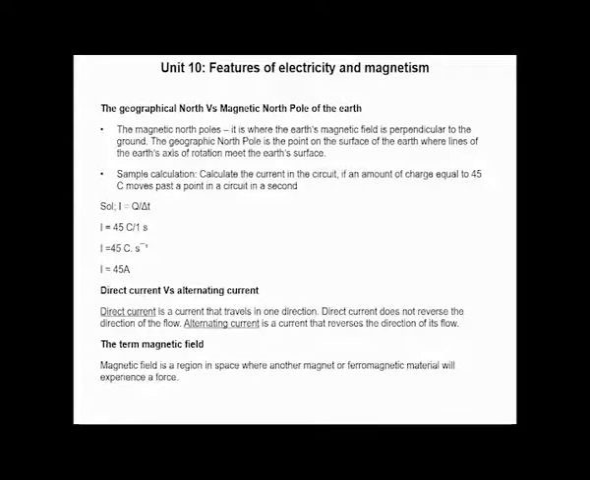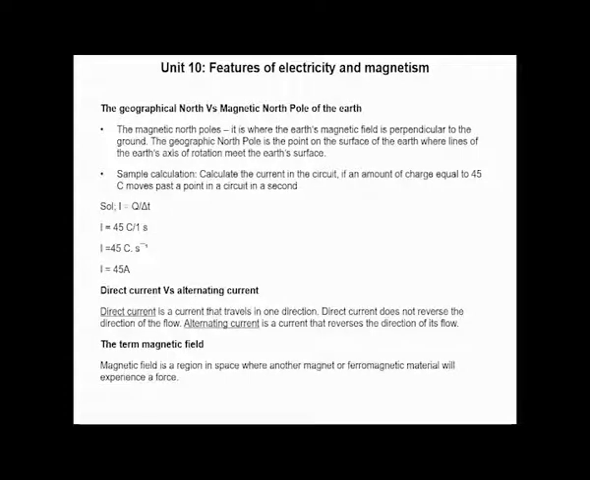Let's also look into another calculation. For example, calculate the current in the circuit if an amount of charge equal to 45 moves past a point in a circuit in a second. Using the formula for calculating current, which is current is equal to charge over change in time, you calculate that, then you get your answer. Okay.